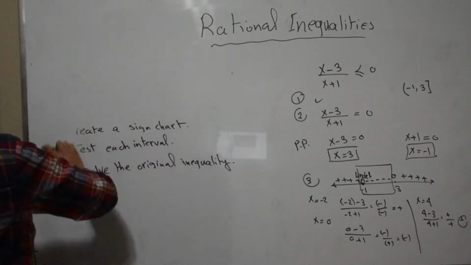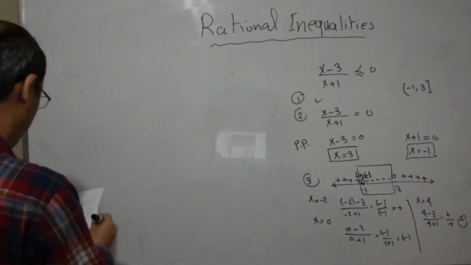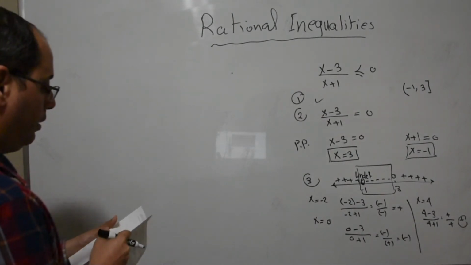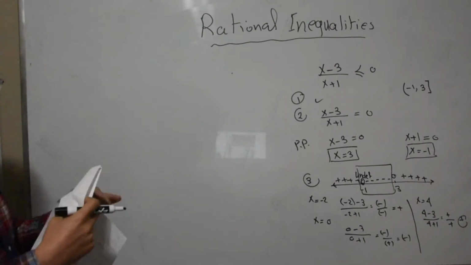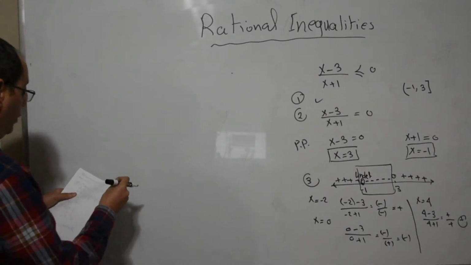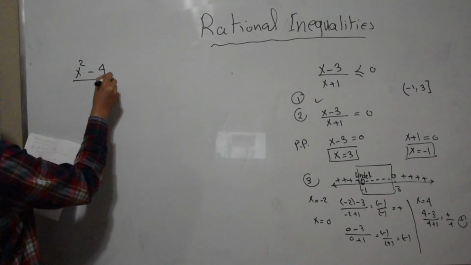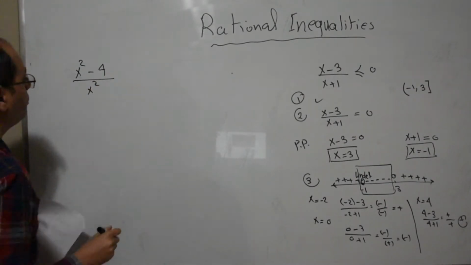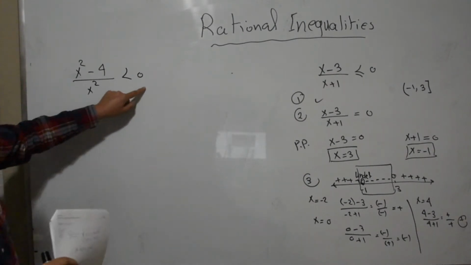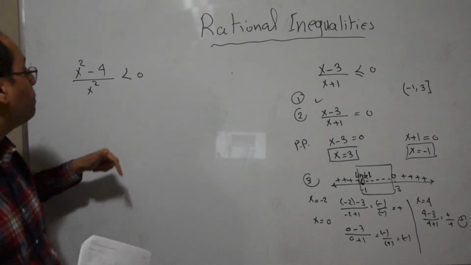Alright, so example 2 is similar to example 1. I want to get different ideas, so it will be easier for you to understand the concept here. So solve x squared minus 4 divided by x squared, which is less than 0. So what we are seeking here is a negative number, not equal. So you see the difference between these two.